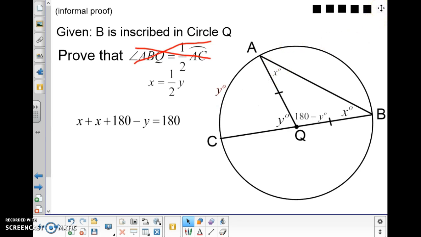So pretty much at this point, we just have to do some algebra to solve everything. When I do all of that solving, I add the x's, make it 2x. I subtract the 180 over, hey, they cancel out and become 0. Then I add the y over, and I have 2x equals y, which is almost what I was trying to prove. Divide both sides by 2, and hey, I've got my winner. So this is an algebraic way to prove to you that this relationship has to exist. So we have a visual proof, and we now have an algebraic proof. Okay? A couple of quick theorems we're going to look at here.